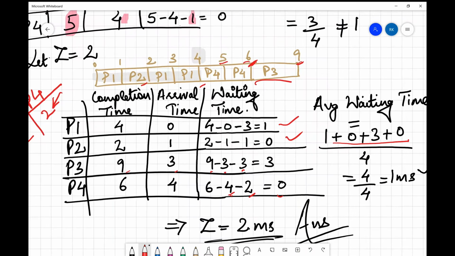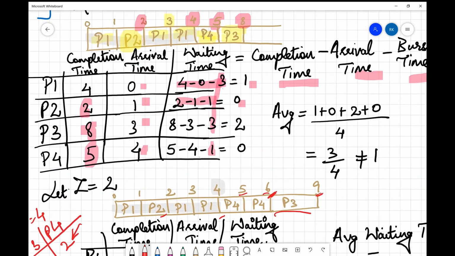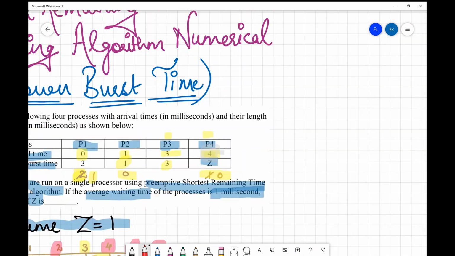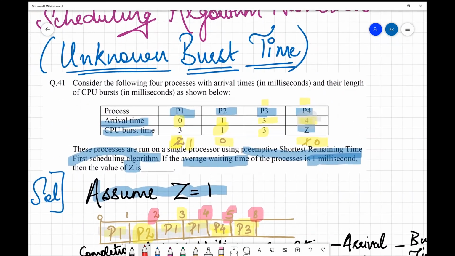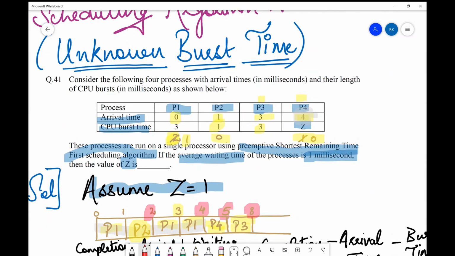Whenever there is a question where some entry is missing, in scheduling algorithms or in some different questions, always solve the question by assuming a certain value, and then check whether the other things given in the question are satisfied. For example, the other thing given in the question in this case was the average waiting time of 1 millisecond.